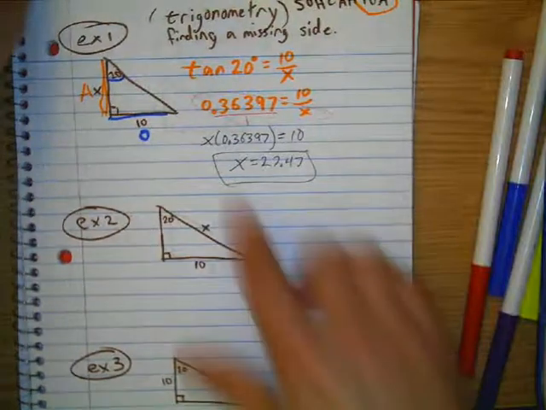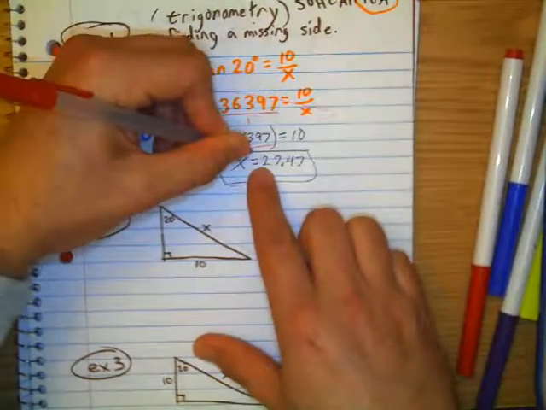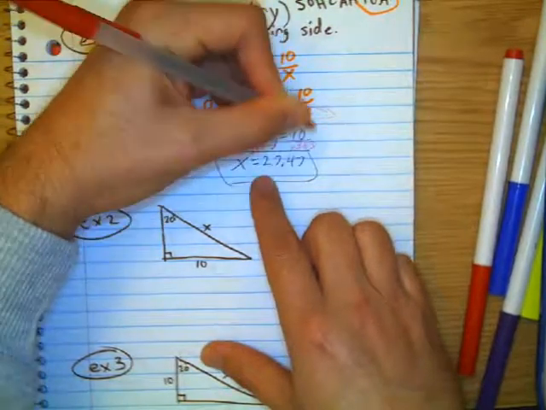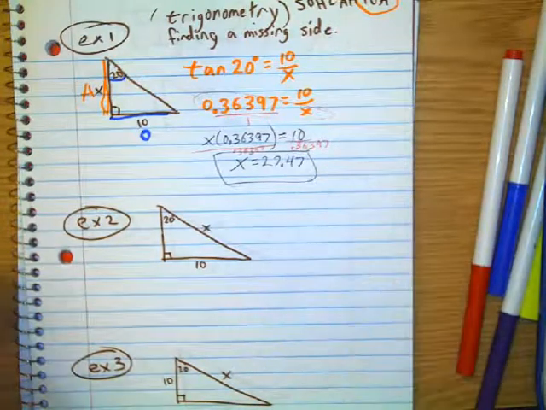And what did we do? We divided both sides by 0.36397 to get this. All right, now let's look at the next one here.